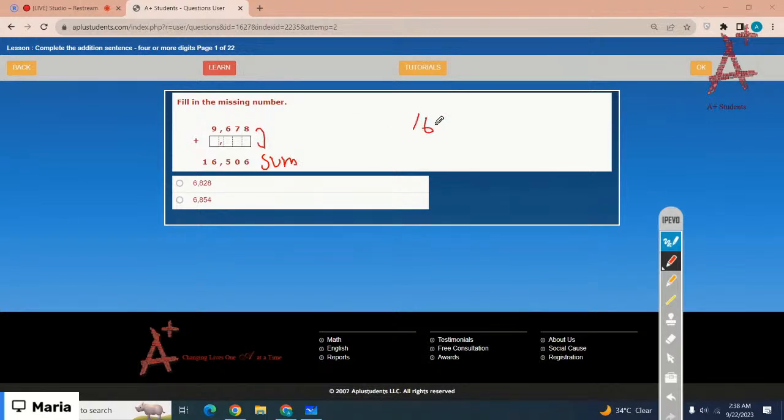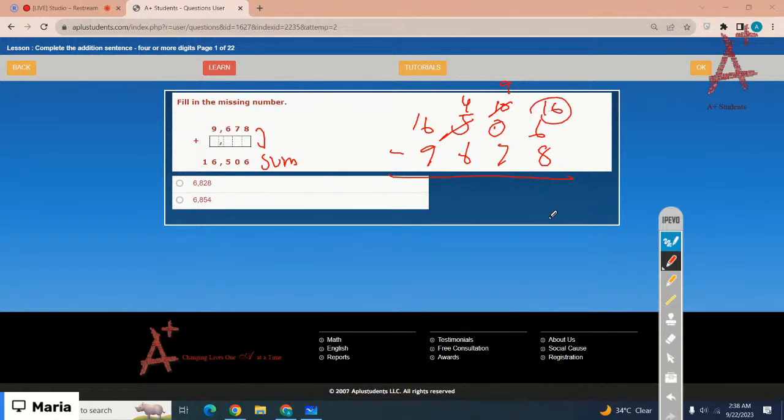So you have to subtract 9,678 out of the sum. That would be 16,506 minus 9,678. Just subtract. So which is the correct option? You cannot subtract 6 out of 8. You have to borrow 1 from here, but here you already have 0. So we can borrow 1 from here. Here you have 4. This one is 10. When you borrow 1 from here, this one is 9 and this one is 16.